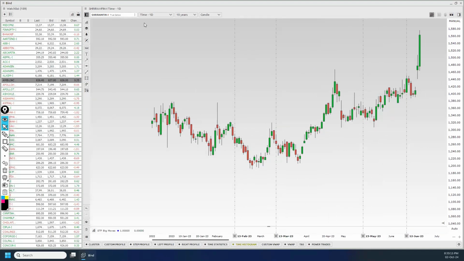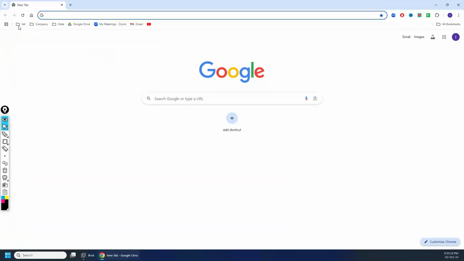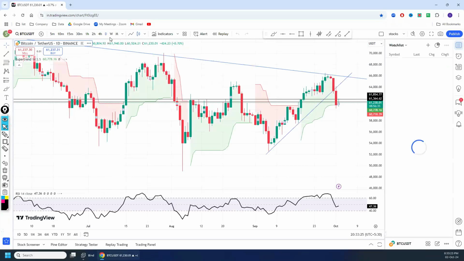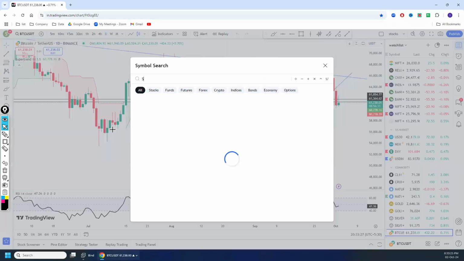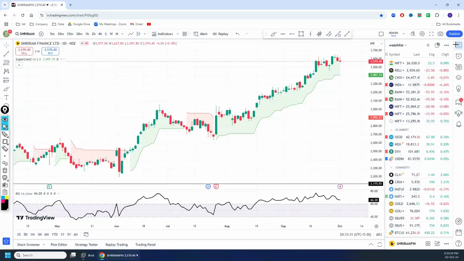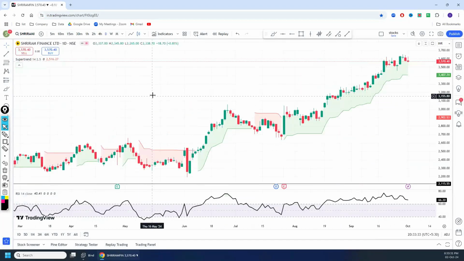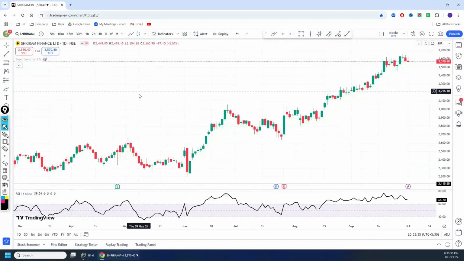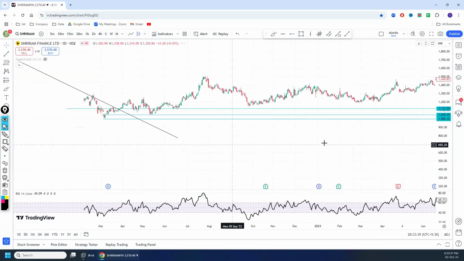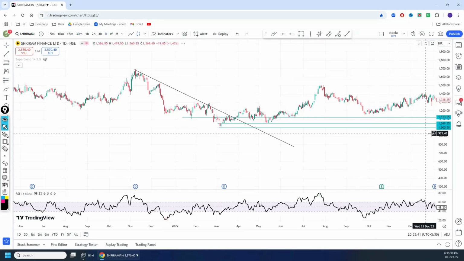Okay. Let me take this platform quickly to showcase the concept. And this is happening on a daily chart. See, I already have marked this candle here.